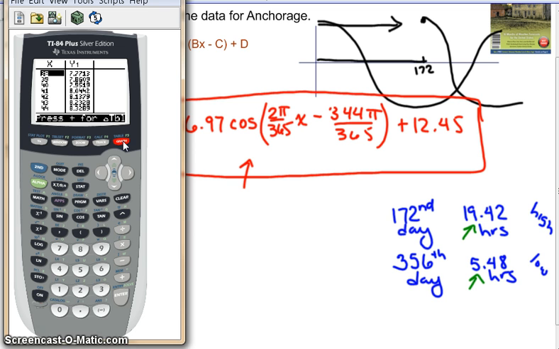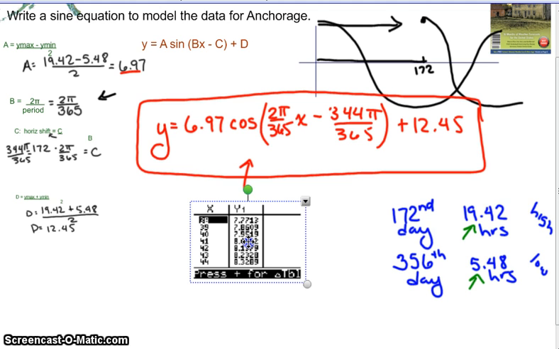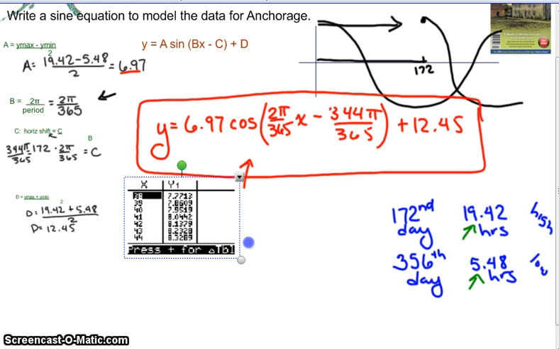Now if I find the table, here I've got information about what's happening on the 38th day of the year. On the 38th day of the year, Anchorage, Alaska gets 7.713 hours of sunlight. The calculator calculated that for me. Of course, I could have done this on my own without the table feature, just by putting a 38 where that X goes and crunching the numbers the old-fashioned way. This is kind of a nice newfangled way of going about it.